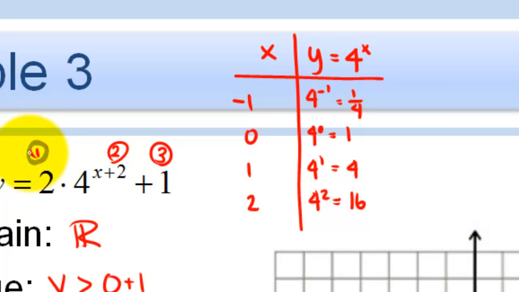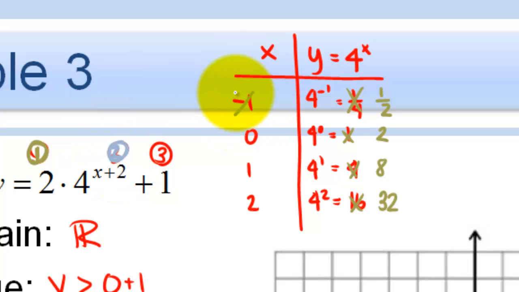So the first thing I'm going to do is I am going to multiply all the y's by 2 because that's my vertical stretch. So instead of 1/4, I will get 1/2. Instead of 1, I will get 2. Instead of 4, I will get 8. Instead of 16, I will get 32. The next thing I'm going to do is I am going to shift all of my x coordinates 2 units left.